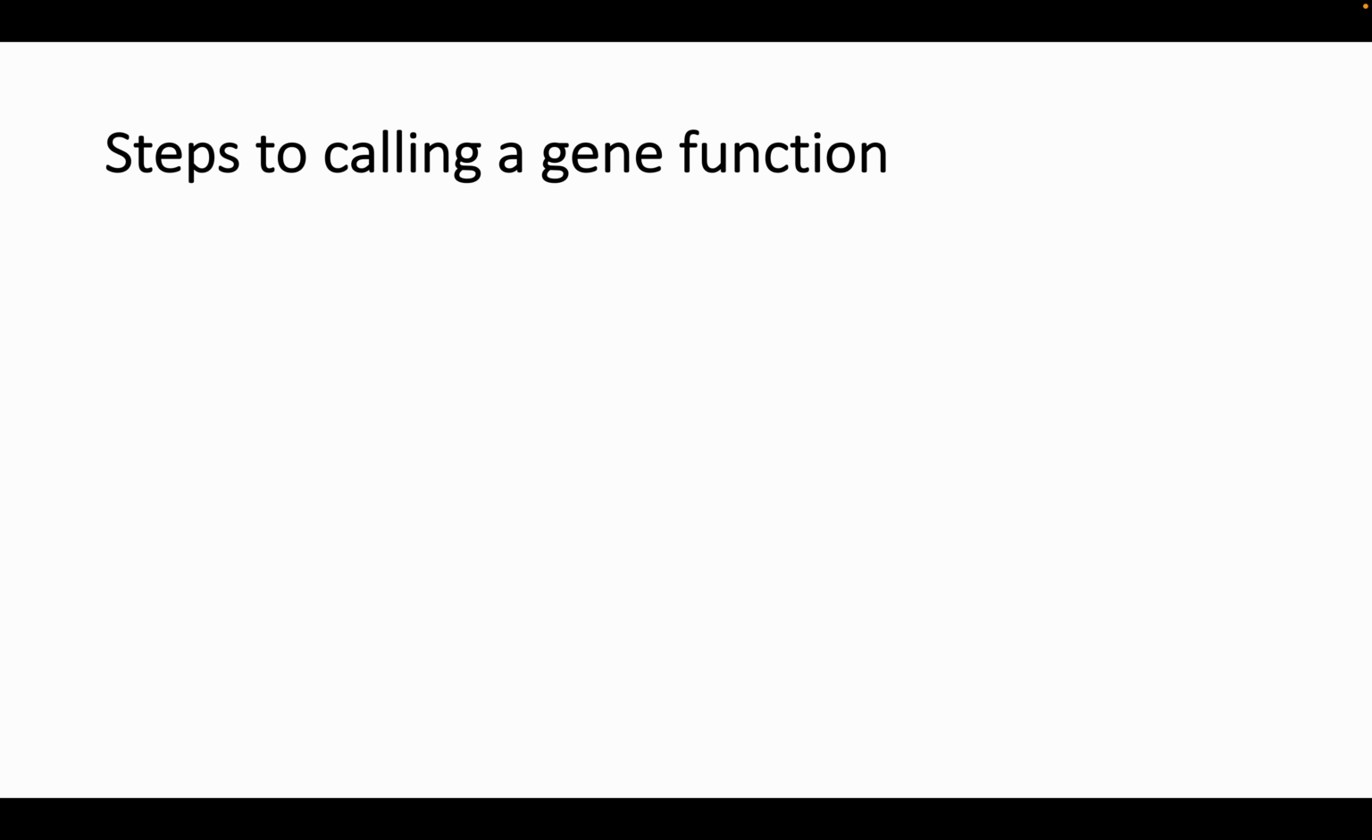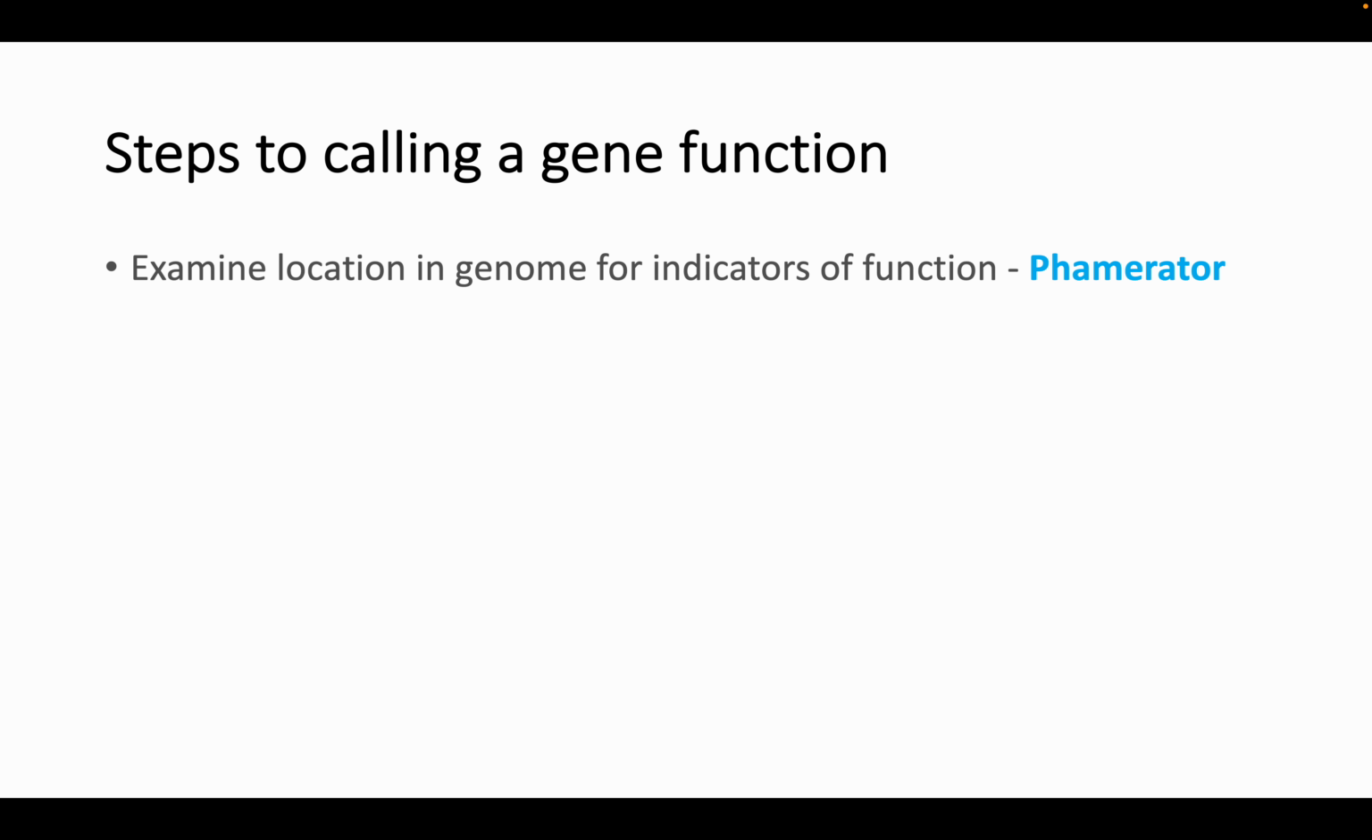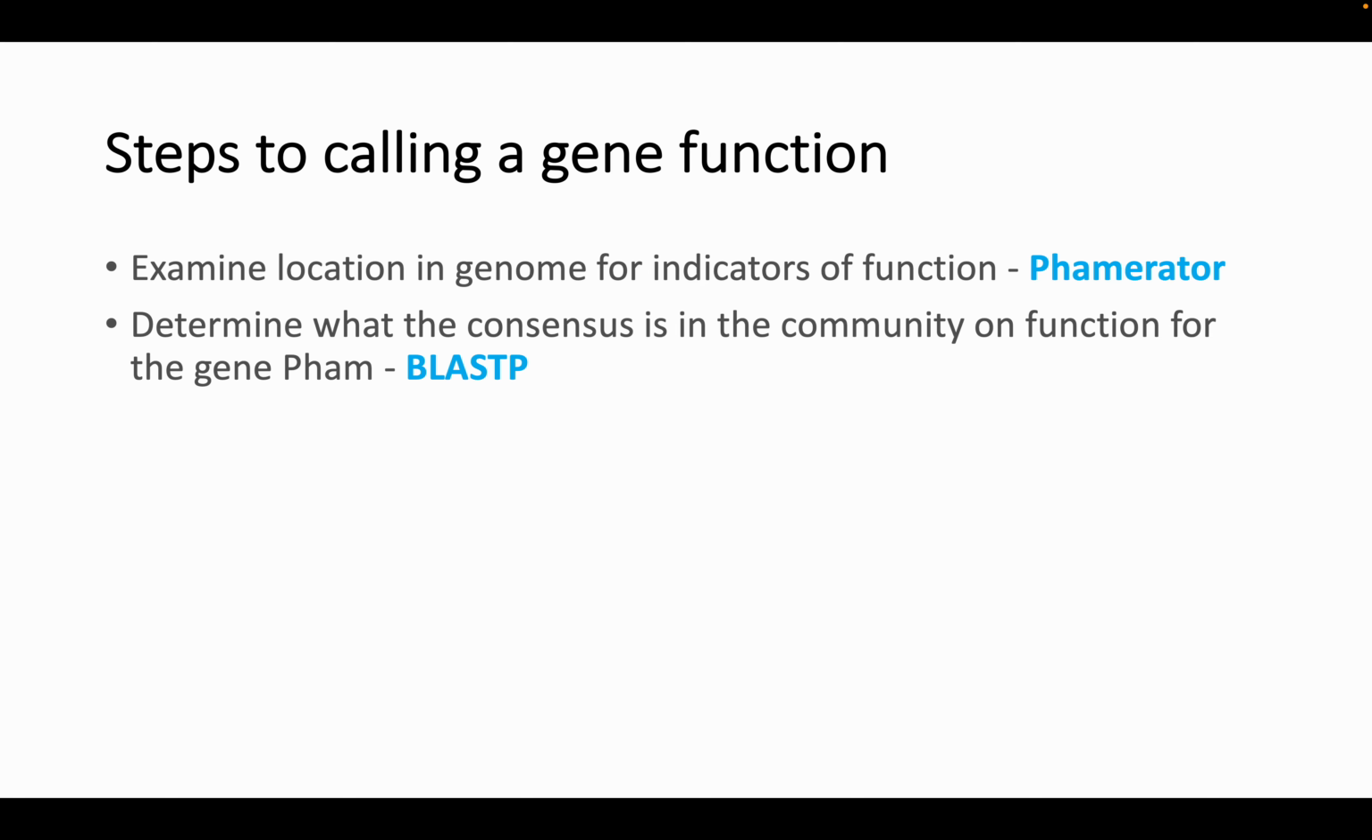notebook entry. So the steps to calling a gene function involve first looking at the location of the gene in the genome for indicators of function, and we'll mostly use Famarator for this. Then determining what the consensus is in the community on function for the gene family. We'll use BLAST-P for this, but we'll also go to the PhagesDB page for the gene family and look at the list of functions assigned to that gene.